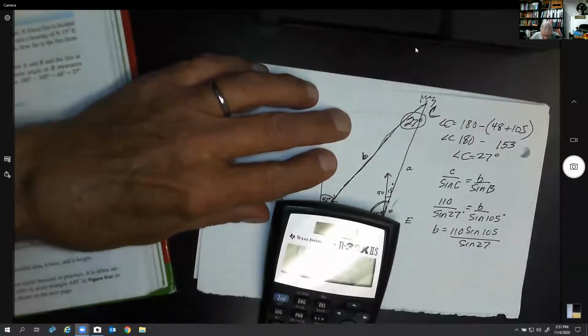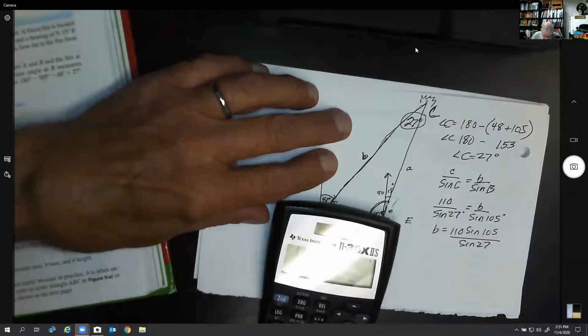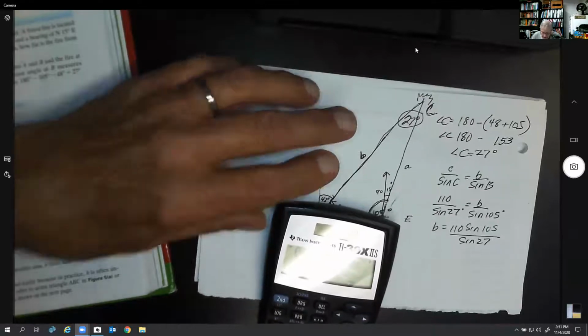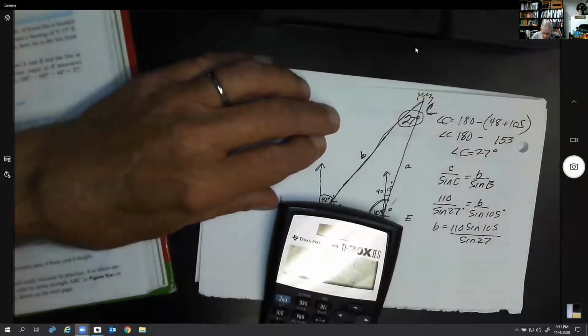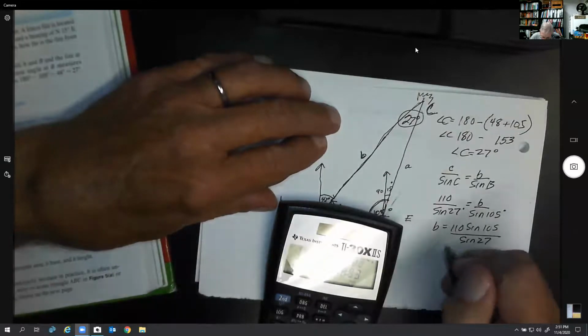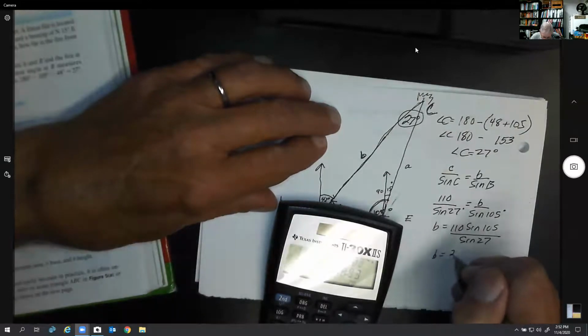And I think this is a little bit more fun where you're actually solving problems, instead of some of the abstract things we did. We could probably put it that way. I want to put a times sign in there. Sine 105, parentheses, divide by sine 27, parentheses, equals 234 miles roughly.